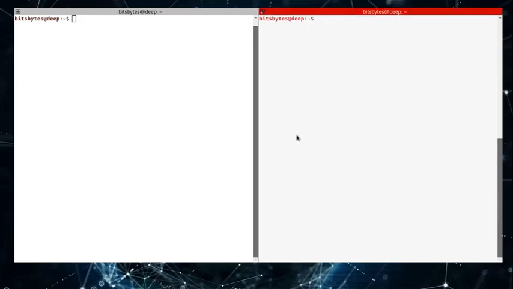So the first question arises: what is a union? I already told you a union is another user-defined data type, but how is it different from a structure? It is different because a union uses shared memory, but a structure does not use shared memory.